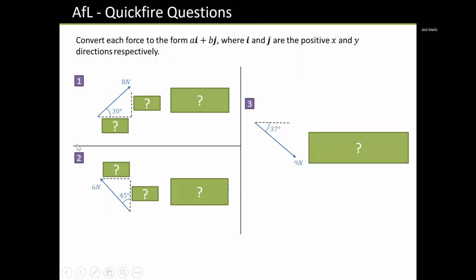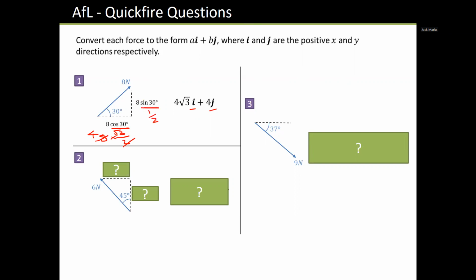Okay, a few more quick questions. Let's have a look. So opposite sine, adjacent cos. If you wanted to write it in vector form with I and j, you could do that, couldn't you? So this one here, cos 30, remember, is root 3 over 2. If you do 8 times that, you end up with 4 root 3. Sine 30, remember, is a half. So that's where you get 4 from.